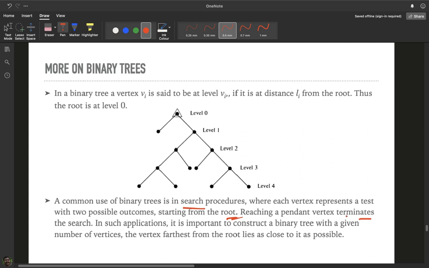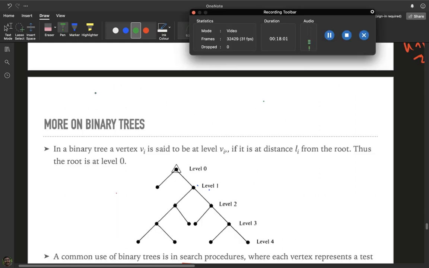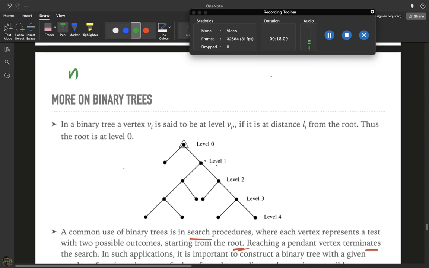So let us now look at a binary tree with n vertices with minimum height. What will I do? I'll try to distribute all these n vertices to the maximum at all levels. So at the 0th level, I'll place one vertex. At the next level, the first level, I can distribute 2 vertices. So in the next level, now we are at level 1.